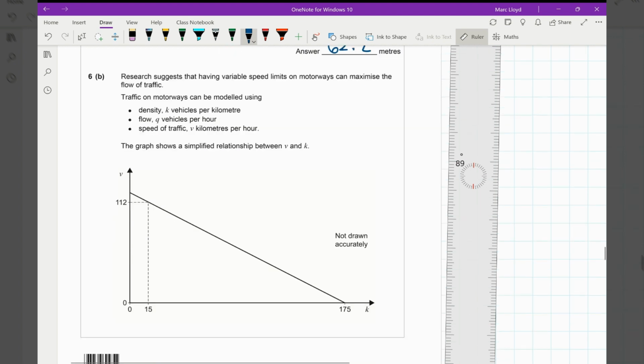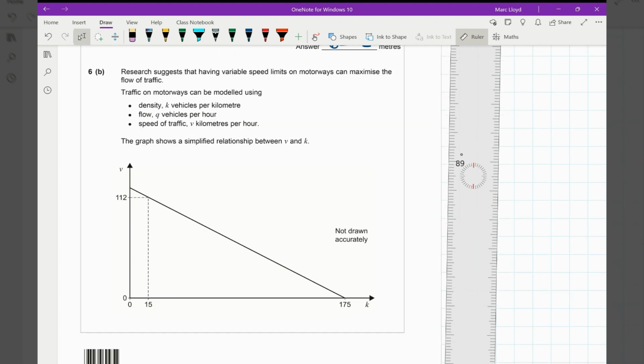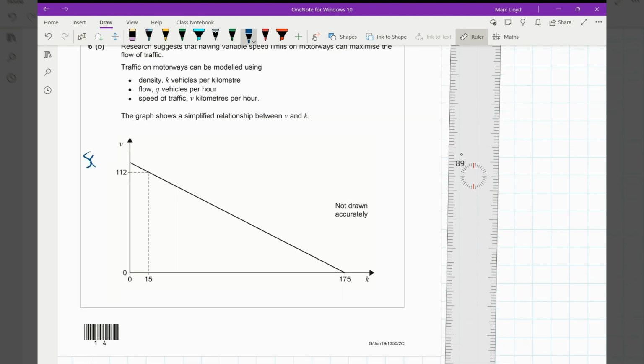Okay, 6b. Research suggests that having variable speed limits on motorways can maximise the flow of traffic. Traffic on motorways can be modelled by using density, which is k vehicles per kilometre, flow, so that's q vehicles per hour, and speed of traffic, which is v kilometres per hour. So our first graph, we've got v, which is the speed. I'm going to write that there to help me, and then the bottom there is density.